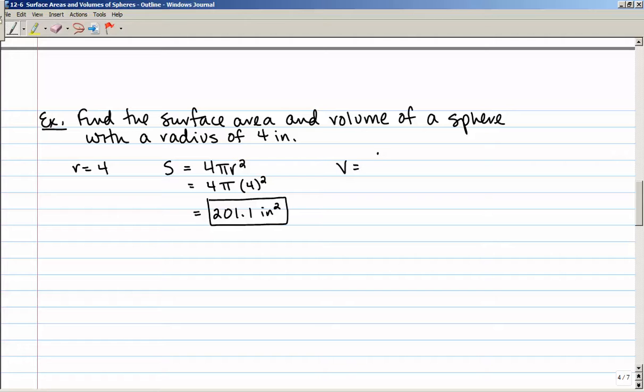The volume of a sphere is 4/3 pi r cubed. Notice that here we have r squared when we're talking about area, which is squared, and here we have r cubed when we're talking about volume, which is cubic. So that's going to be 4/3 times pi times 4 to the 3rd power, which is going to give you 268.1 cubic inches. And again, what I would probably do is 4 to the 3rd power times 4 divided by 3, and then multiply that by pi.